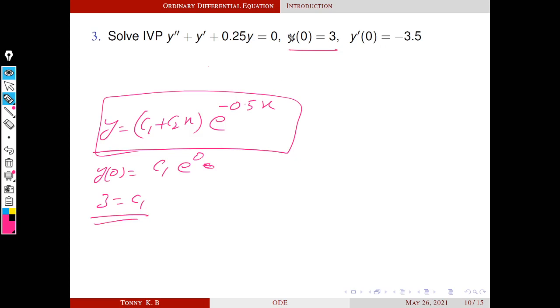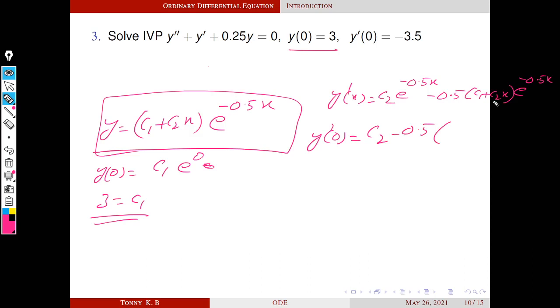Next we have to apply y dash of 0. To apply this, first we have to find the derivative of this expression. What is the derivative y dash of x? We can use the product rule. After the product rule, y dash of x is equal to c2 e raised to minus 0.5x minus 0.5 times (c1 plus c2x) into e raised to minus 0.5x. Just plug in the value x equal to 0. So y dash of 0 equals c2 minus 0.5 times c1, as e raised to 0 is 1.